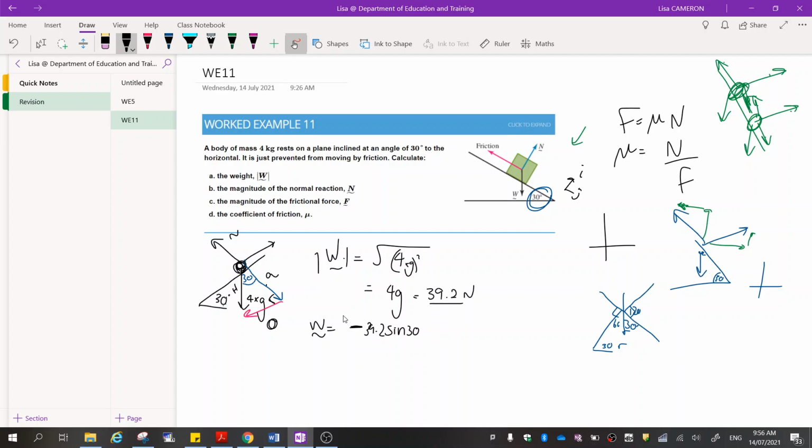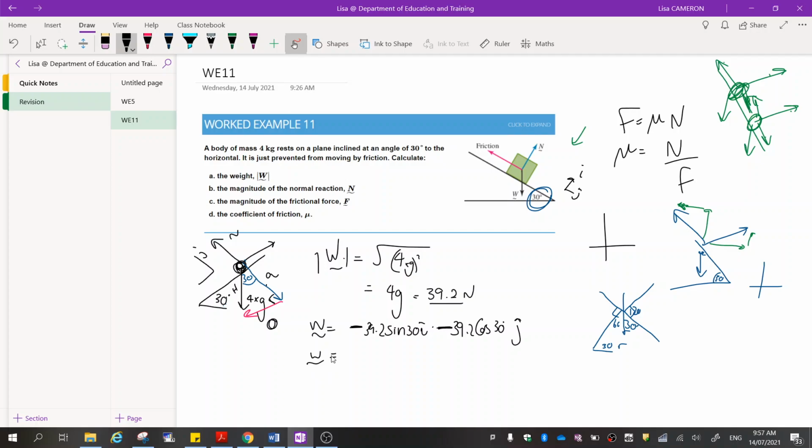Okay, now for the other one. It's traveling down, so it's negative. It is your J component because it's on what we're using as the Y axis. It is going to be cos because it's the adjacent side. So cos 30 degrees, and this is its length, or the hypotenuse.